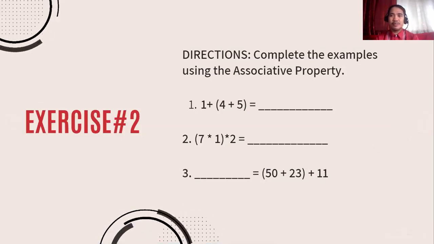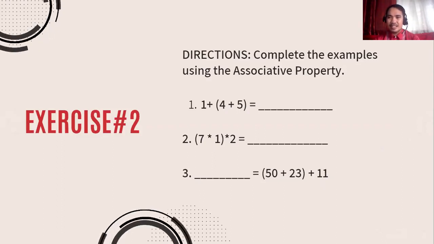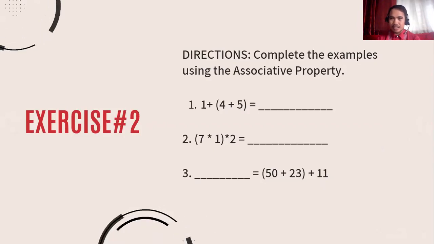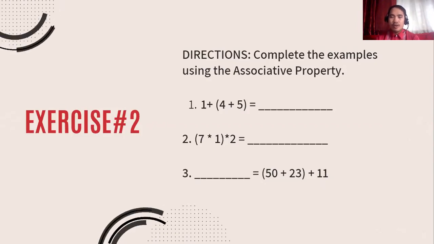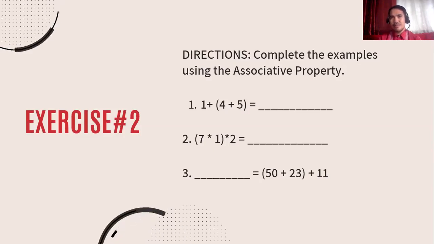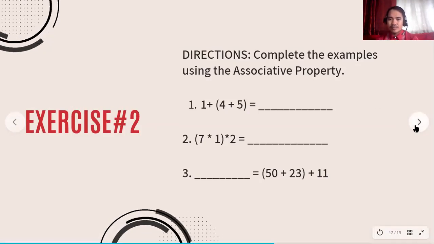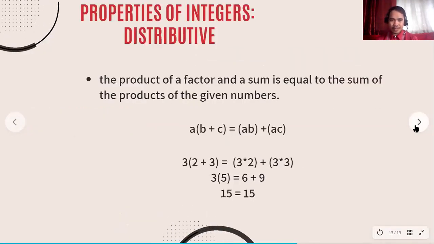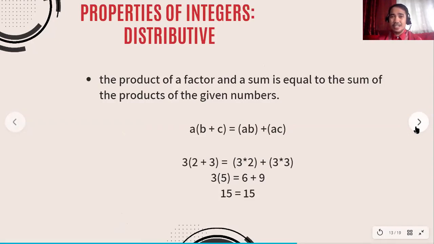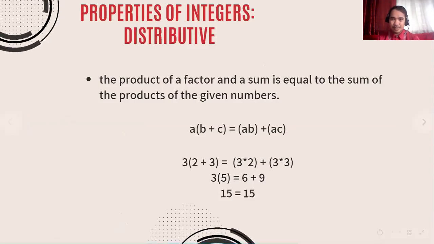So in associative property, you will gauge more in understanding and evaluating, and it makes your operation easier. Okay? Next, what do I have here? The next property, just a recap: we have commutative, associative, and next is distributive property.